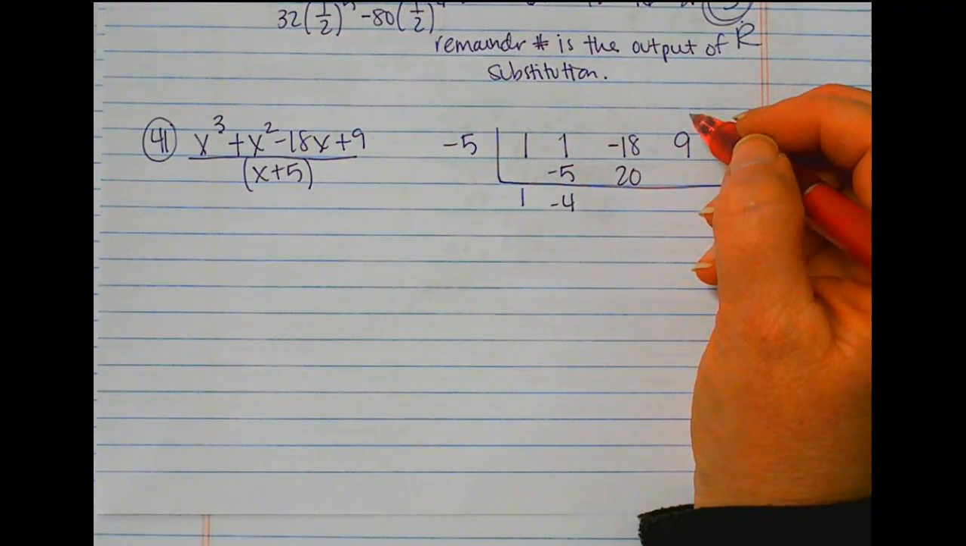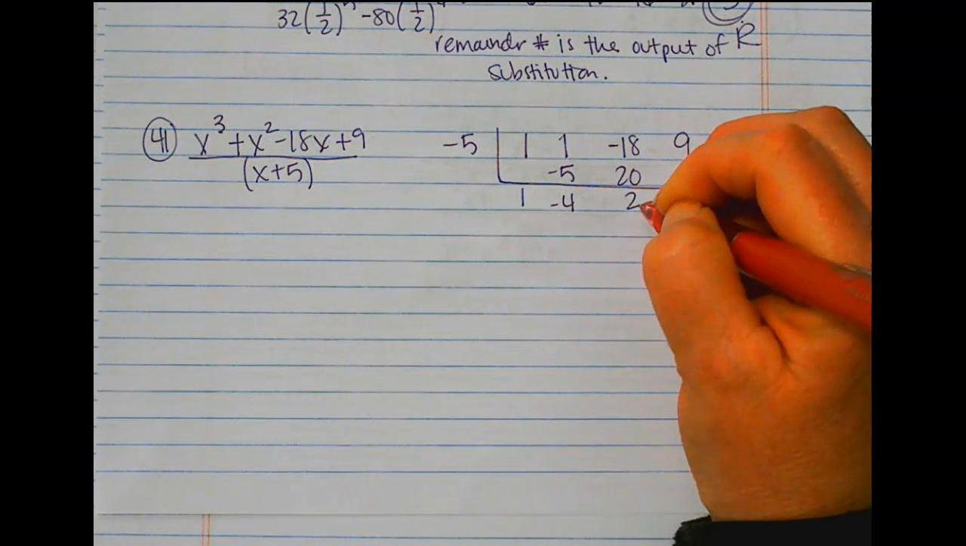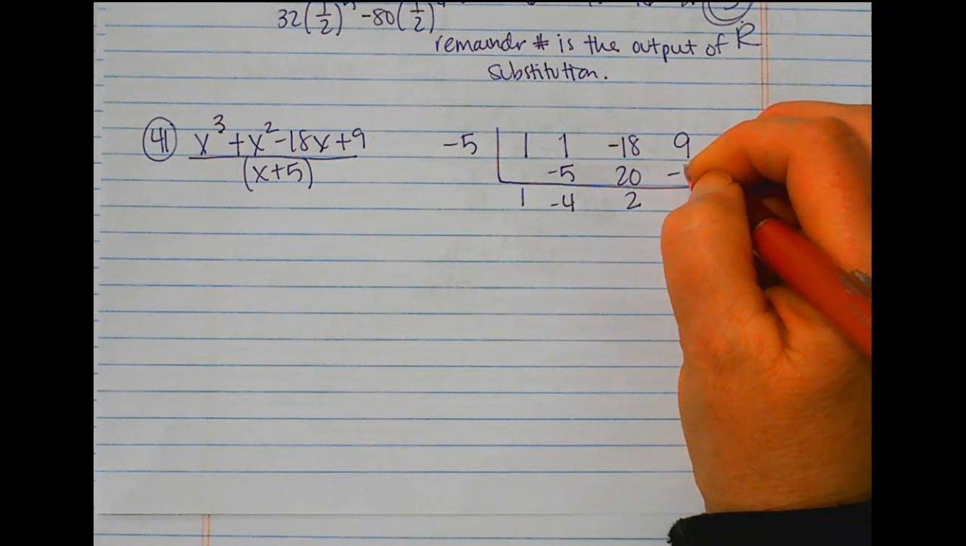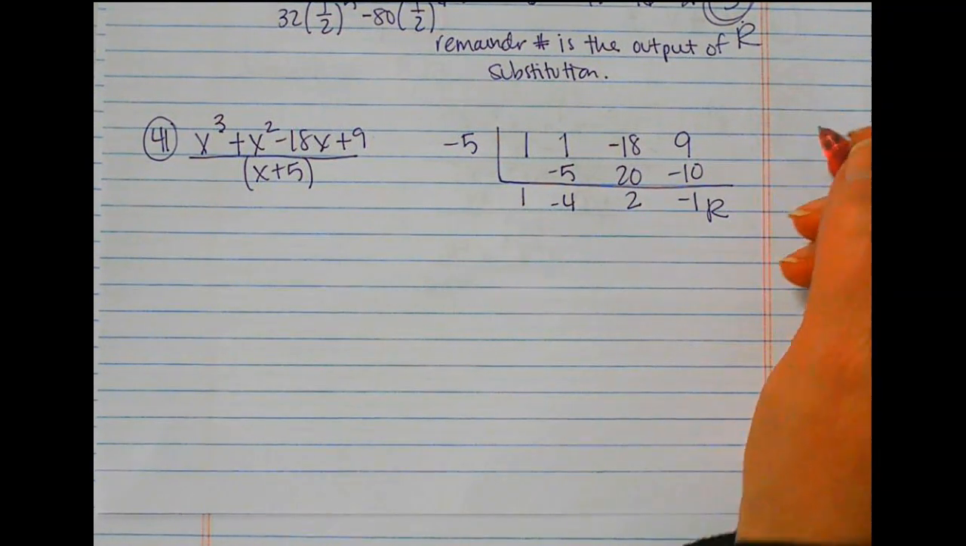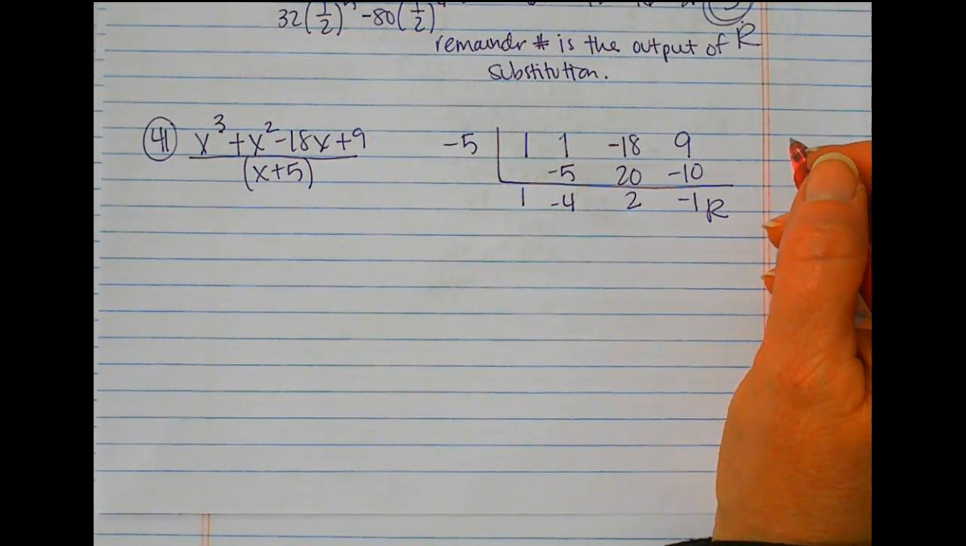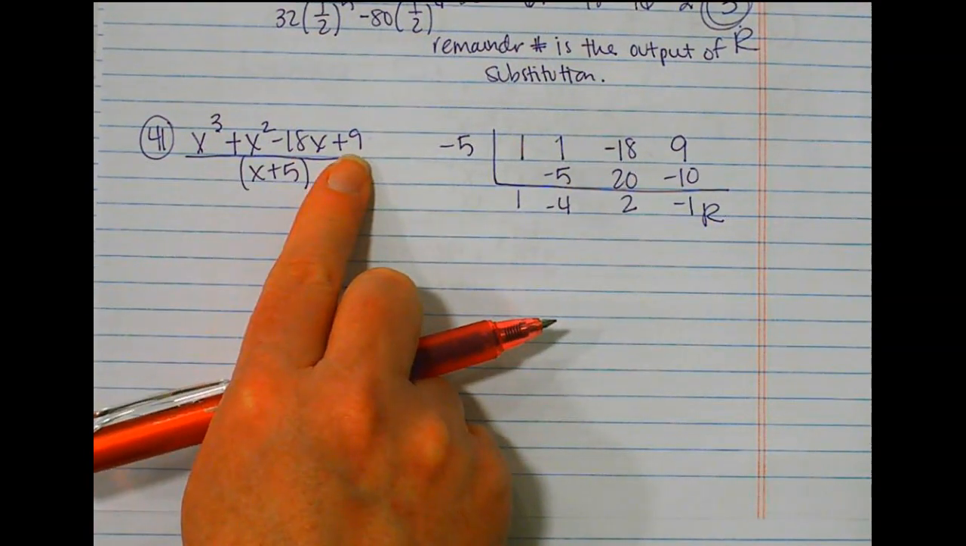multiply, and then add 2, multiply, we get negative 1. This is the remainder, and then what do you do with it? That's the question. So in order to get these 4 numbers, I stripped away the x's.